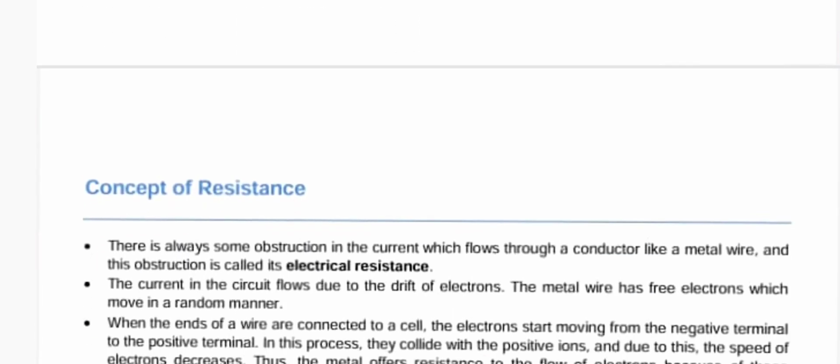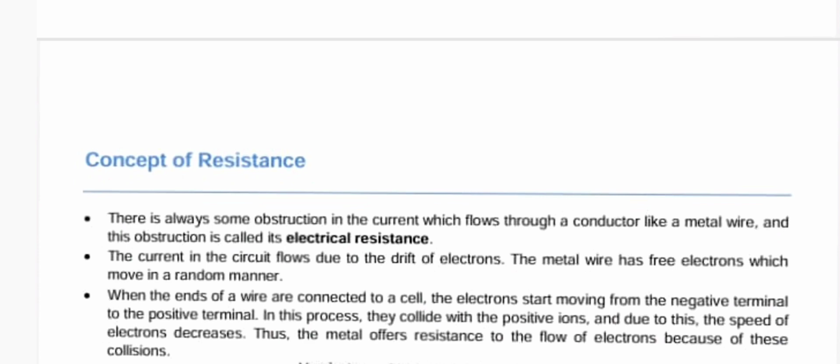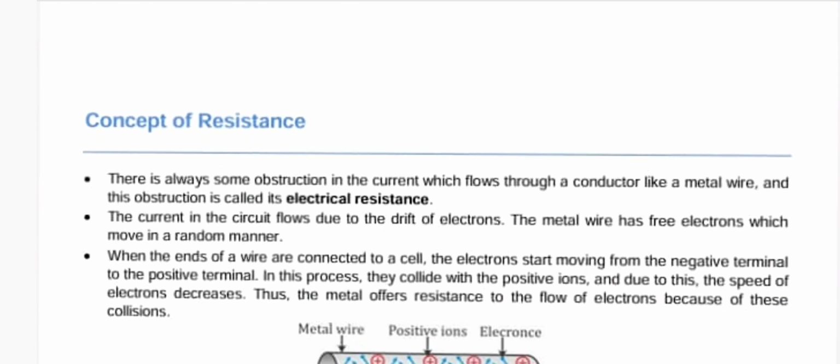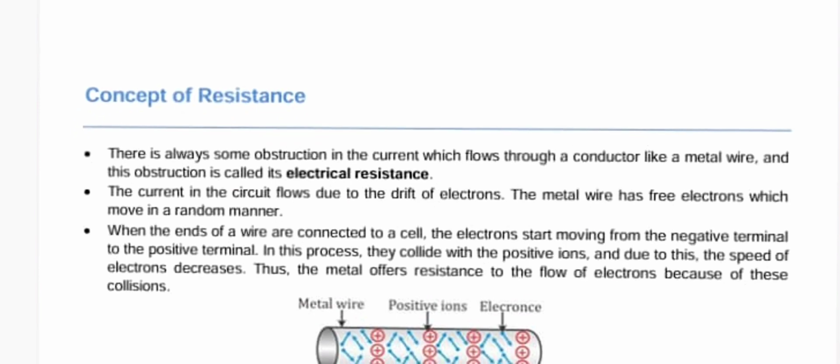So now, what is the concept of resistance? Okay, so there is some obstruction to the current which flows through a conductor like a metal wire, and this obstruction is called electric resistance.